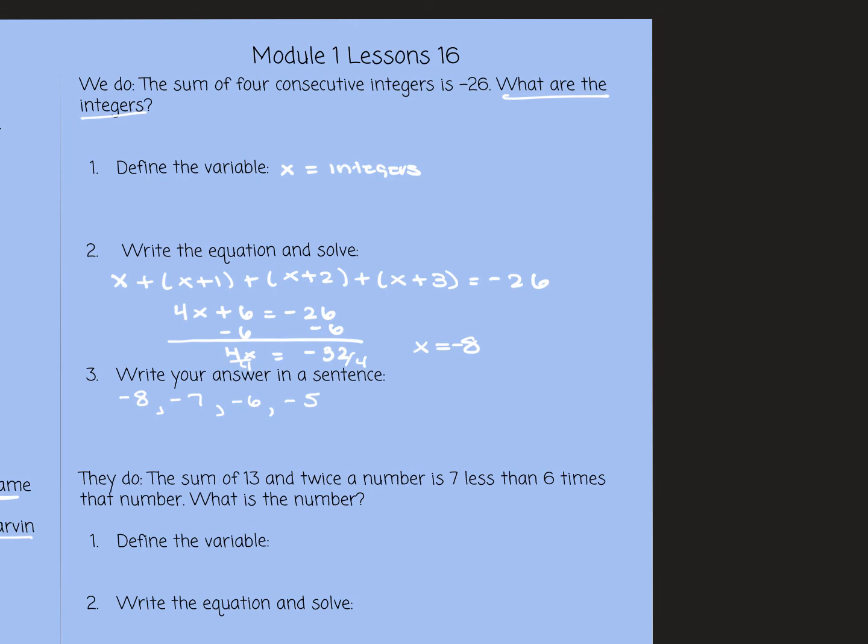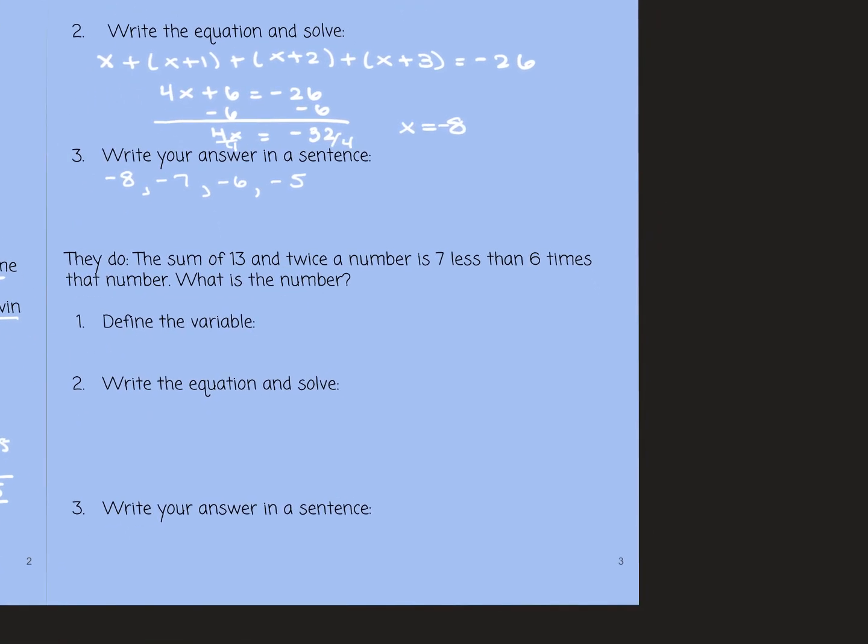All right, now it's your turn. I want you to pause the video and I want you to try to figure out this one. So it says the sum of 13 and twice a number is 7 less than 6 times that number. What is the number? All right, so let's look here.